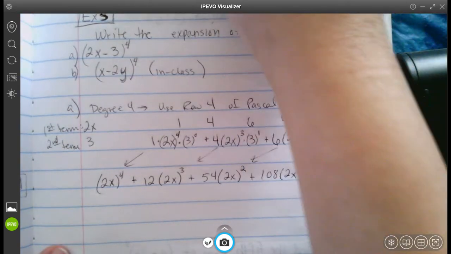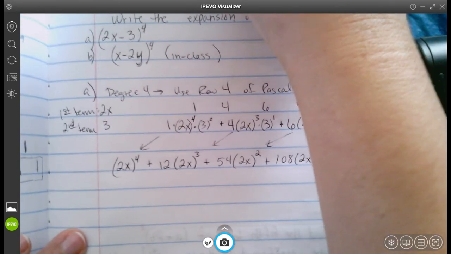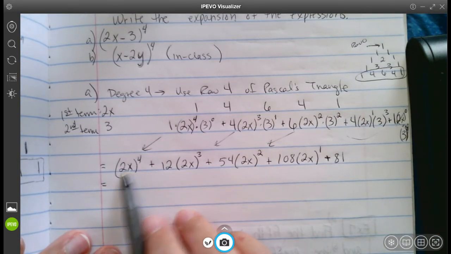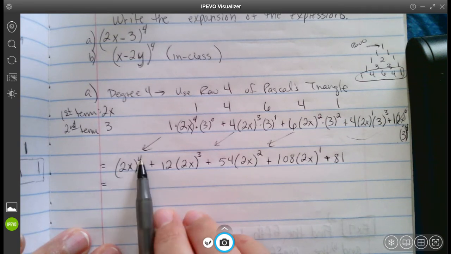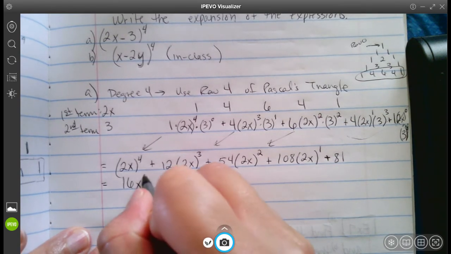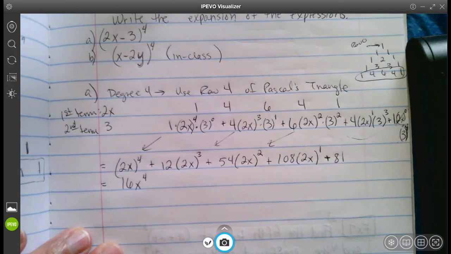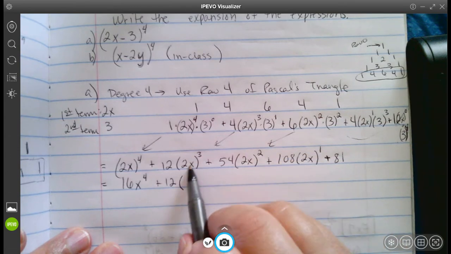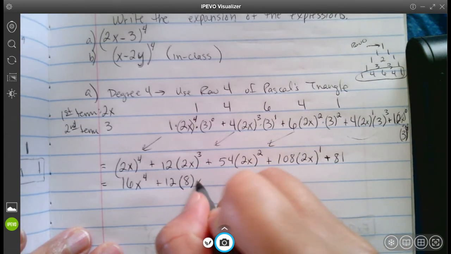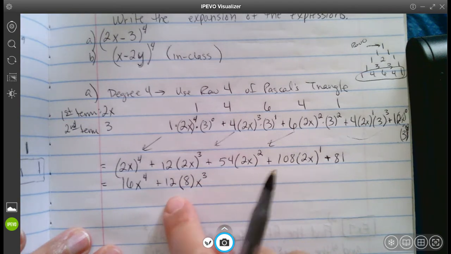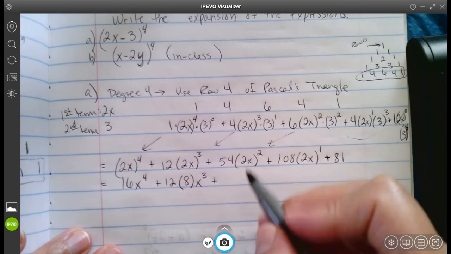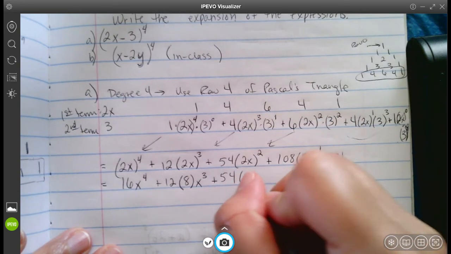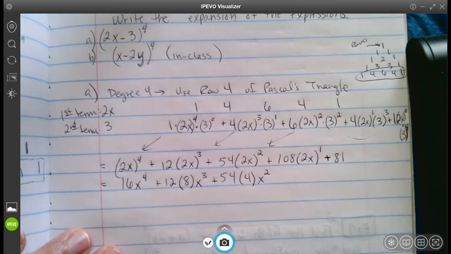So now we kind of have our coefficients, but you'll notice that we have some stuff raised to a power. So from here, I'm going to go ahead and do 2 to the 4th power. 2 to the 4th power is 16, and then we just have our x to the 4th. So that first one is done. Here we have plus 12 times 2 to the 3rd power, which is 8. So 8x cubed. And again, we'll simplify that in just a bit. Plus 54. 2 to the 2nd power is 4. So times 4x squared.